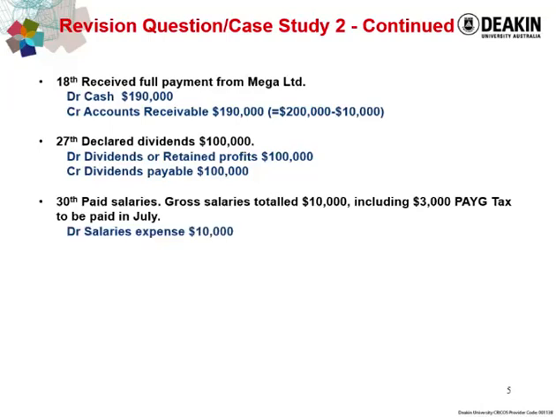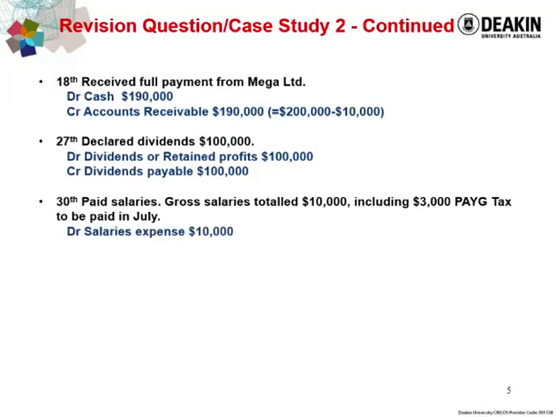Finally, on 30th, we paid salaries. Gross salaries is 10k. This includes 3k of PAYG tax to be paid in July. What does this mean? In Australia, the company will withhold a portion of the employee's salary and pay it to the ATO. ATO is Australian Taxation Office. So employees will only receive after-tax salary. Employees can, however, lodge a tax return every year.